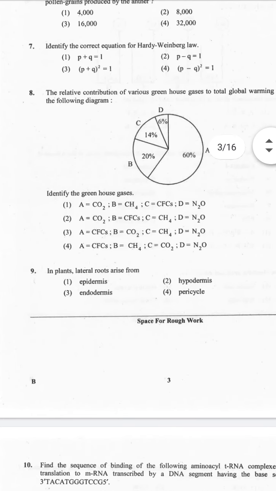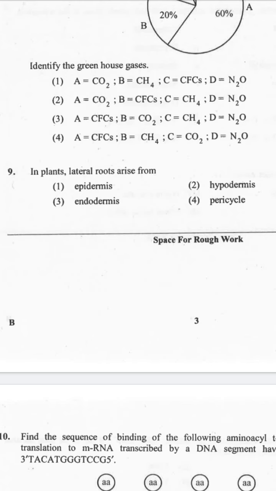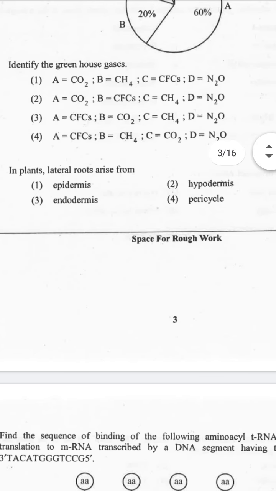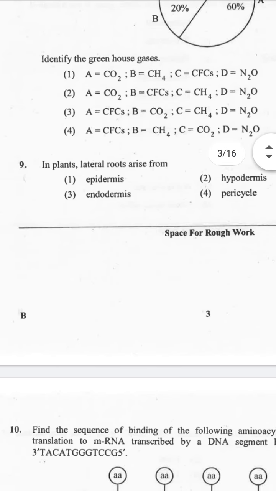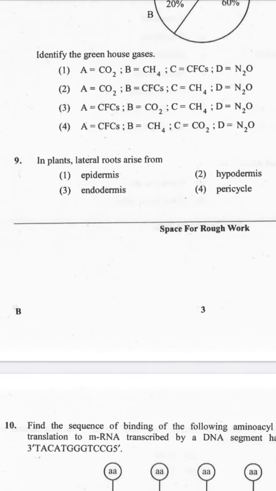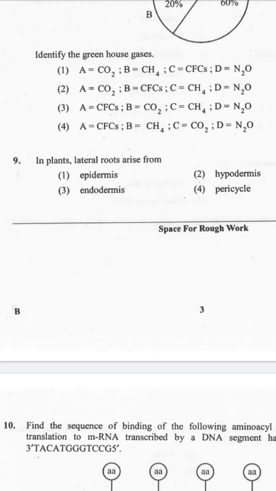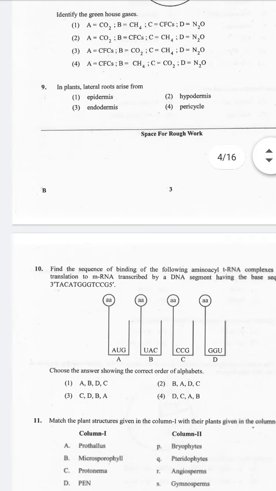Hope you understood. Now let's go to 9th question. In plants, lateral roots arise from: 1. Epidermis, 2. Hypodermis, 3. Endodermis, 4. Pericycle. And the correct answer is option 4, pericycle. The solution is: the pericycle lies just inside the endodermis and is the outermost part of the stele of plants. Understand? Now let's go to 10th question.